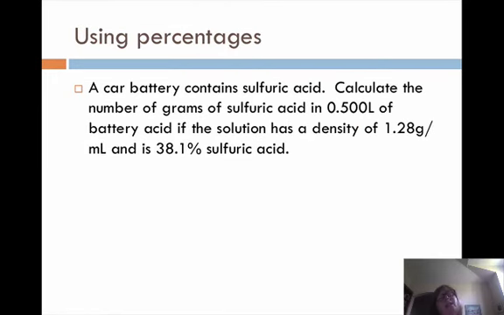But now, let's throw one more thing at you. A lot of times when you see percentages, you don't really know what to do with them.